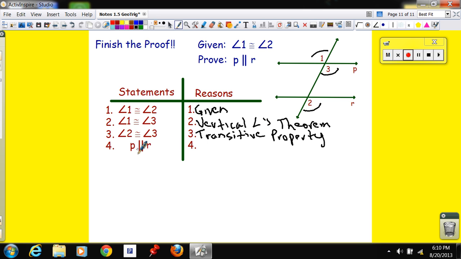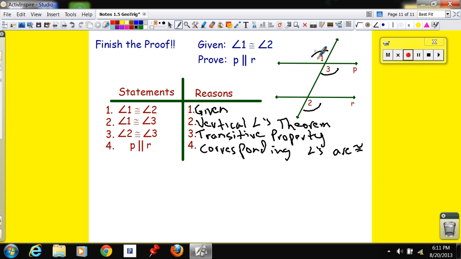And then the 2 lines are parallel because corresponding angles are congruent. Angles 2 and 3 are in the same exact position. They're both in the lower right side. If they're both in the lower right side, we call them corresponding to each other because they're in the same position. Remember, we had corresponding, we had alternate interior.